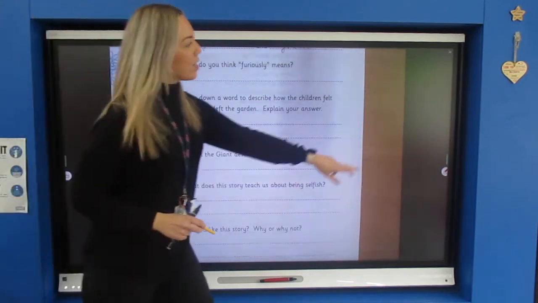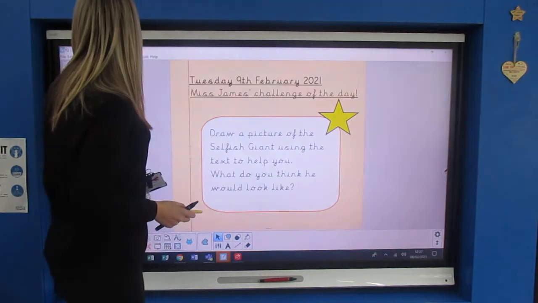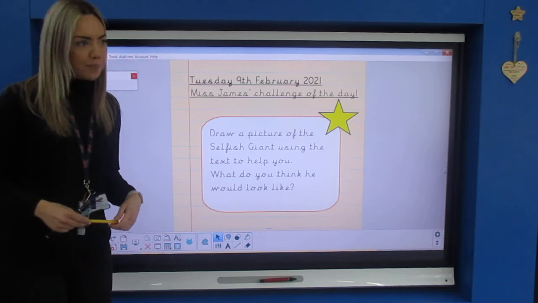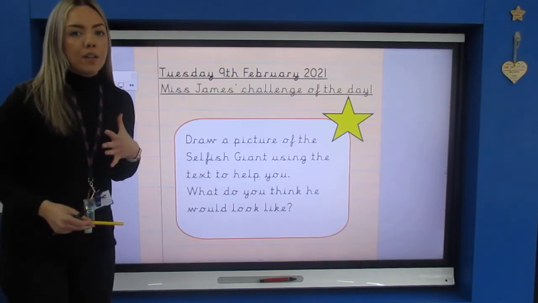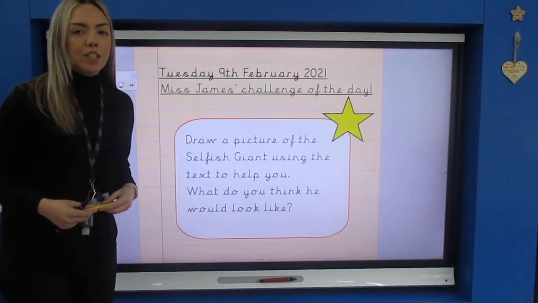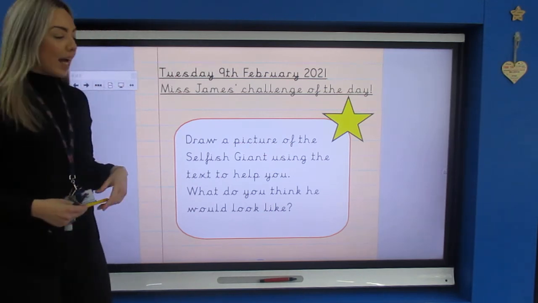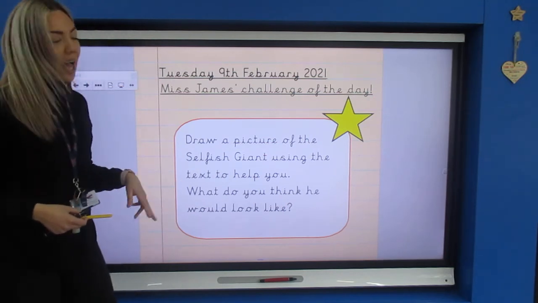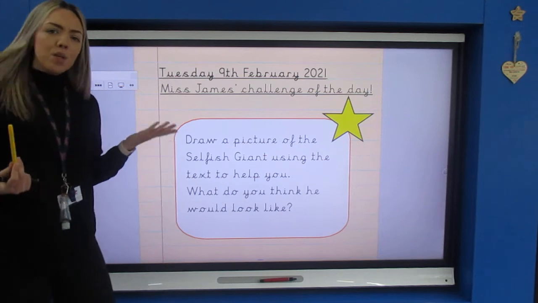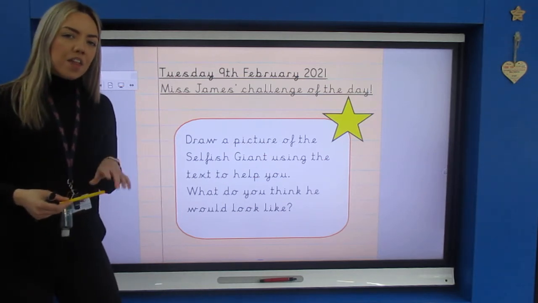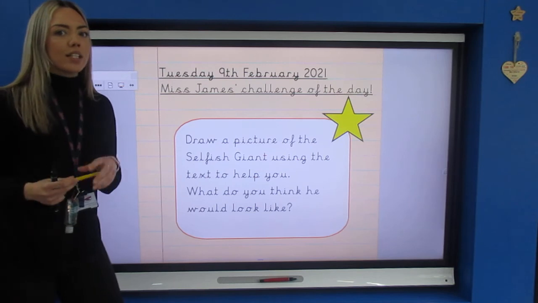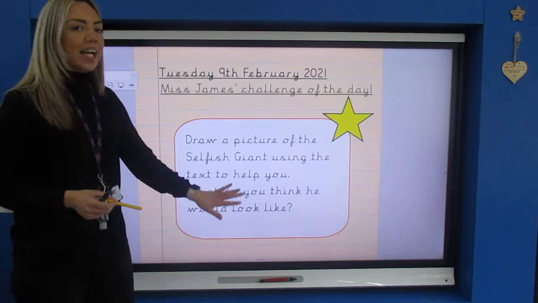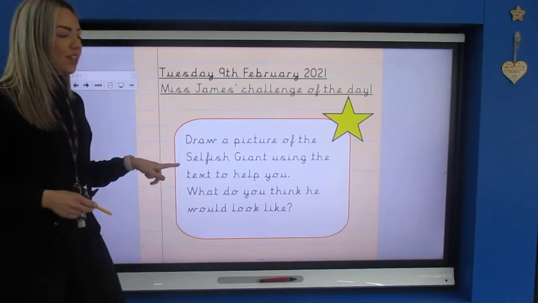And then, just as our last activity for today, I thought I would give you a little challenge, but it's a challenge that I think you will really enjoy. We now know what an adjective is. We've looked at all of our describing words today, so I would like you to draw a picture of the selfish giant using the text to help you. What do you think he's going to look like? Think about those describing words, those adjectives from the story, and use those to help you create your very own picture of the selfish giant.